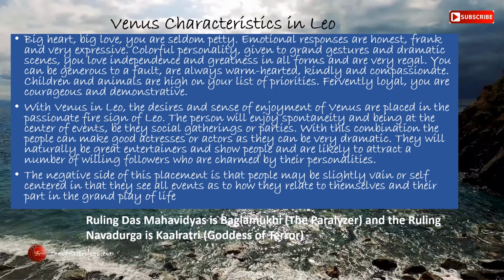The ruling Das Mahavidya is Bhaglamukhi, who is the paralyzer, and the ruling Navadurga is Kalratri, who is the goddess of terror. So some of these things are also what we have to put into our analysis of the nakshatra when we are doing the reading for you, our subscriber or client.